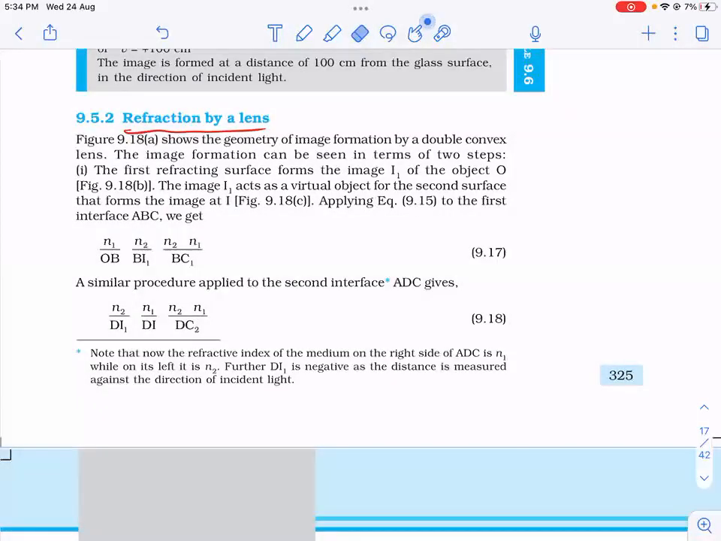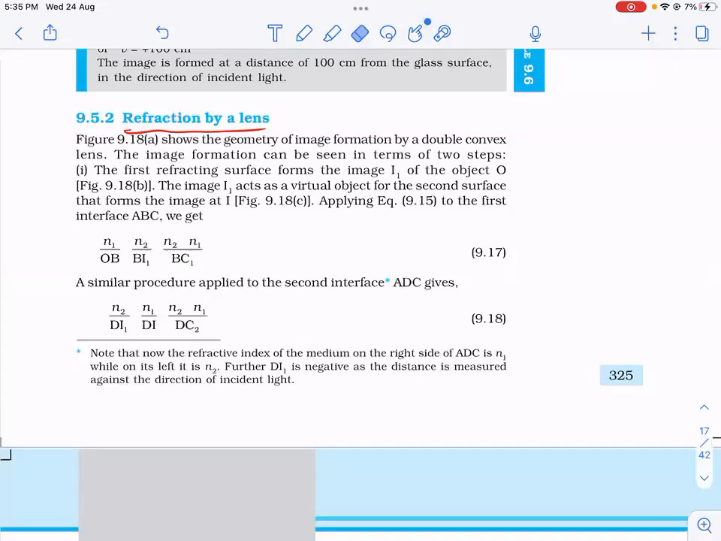Refraction of lens formula என்ன? ஒரு வாட்டி பாத்துக்கோங்க. mu2 by v minus mu1 by u is equal to mu2 minus mu1 divided by R. Right. So, what is mu2?